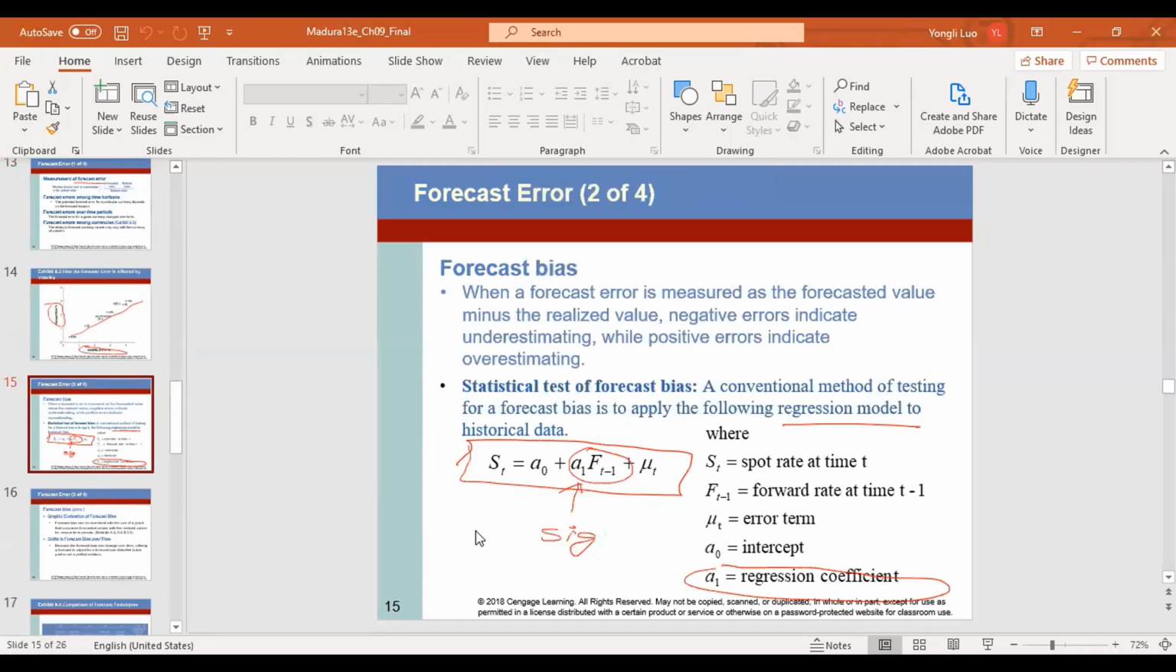Forecast bias occurs when the forecast error is measured as the forecasted value minus the realized value. A negative error indicates underestimating, while a positive error indicates overestimating. A conventional method of testing for forecast bias is to apply a regression model to historical data.